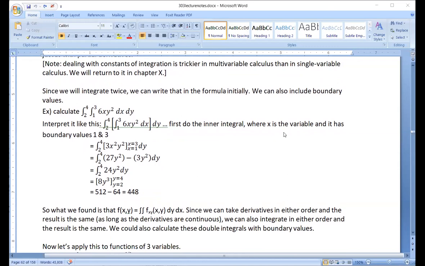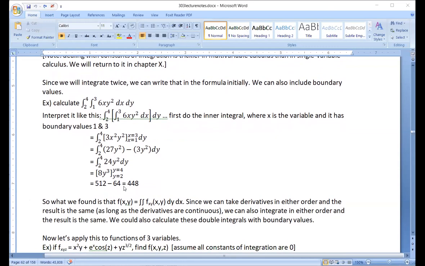All right. So we did this for z equals f of x, y. We can keep going and apply this to a function of 3 variables. So briefly, suppose we know that f sub x, y, z with all those partial derivatives is x squared y plus e to the x cos z plus y z to the 3 halves. Find your original function f of x, y, z, and again, just assuming all constants of integration are 0.